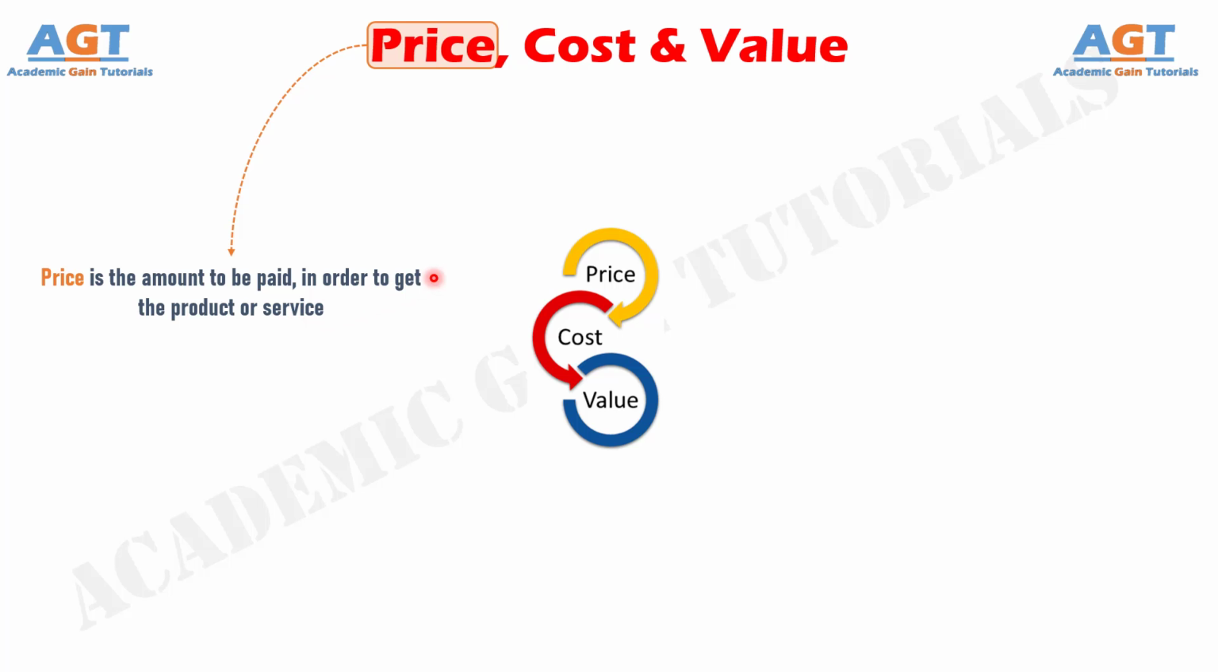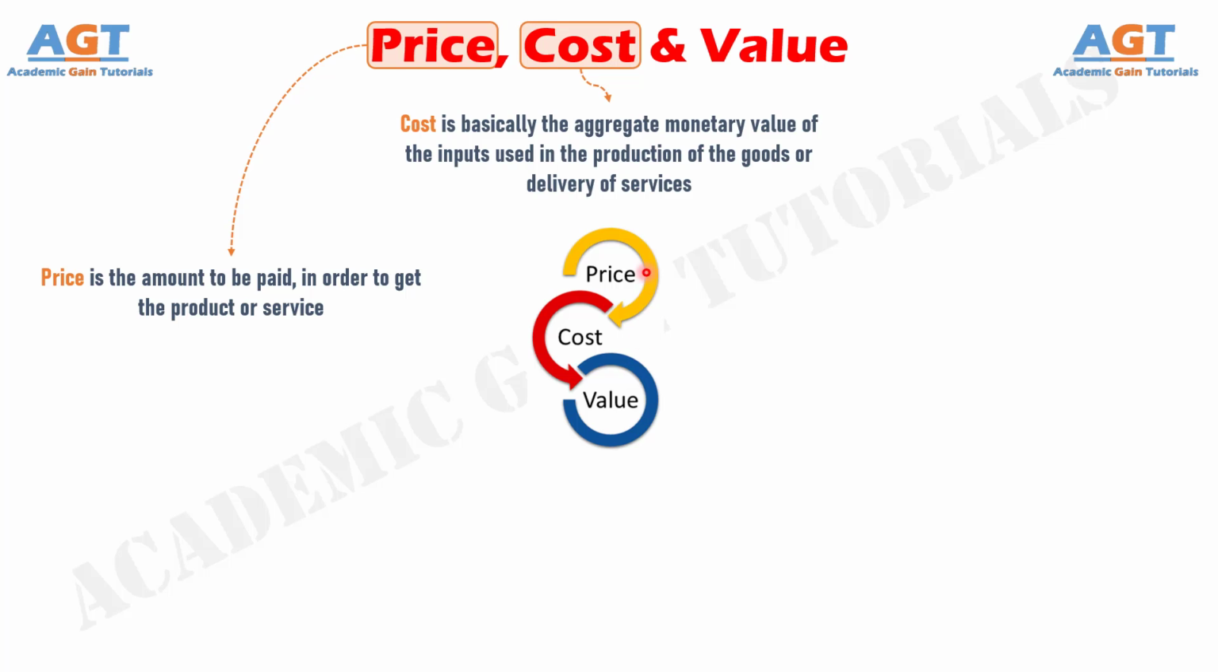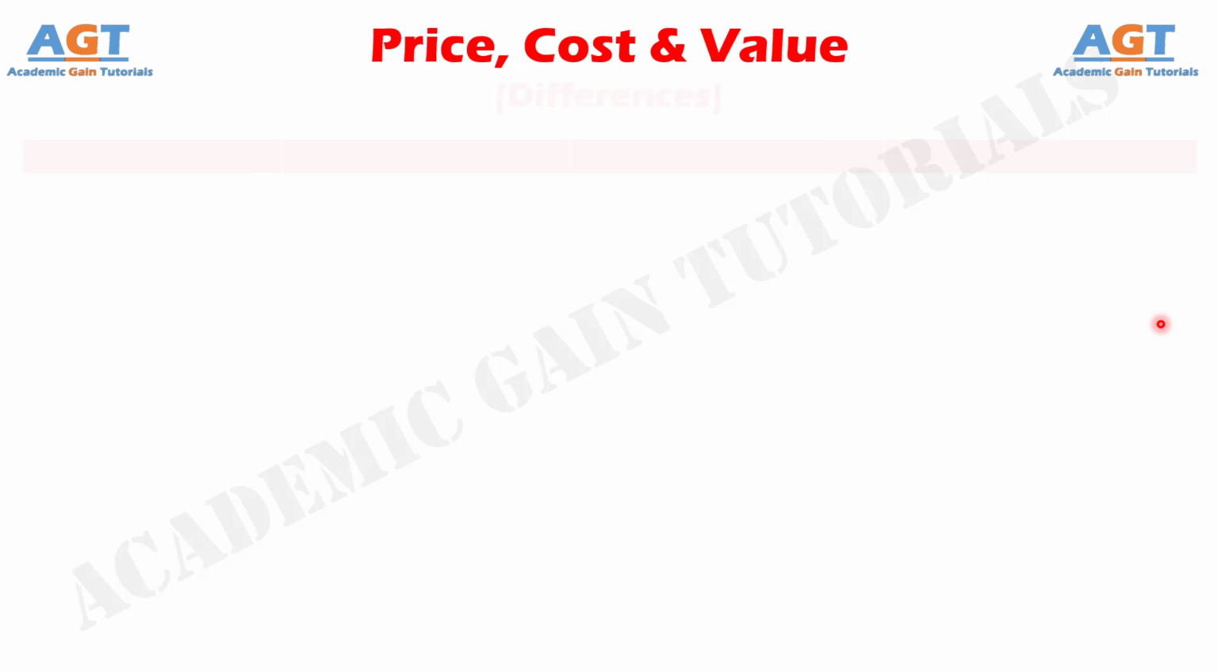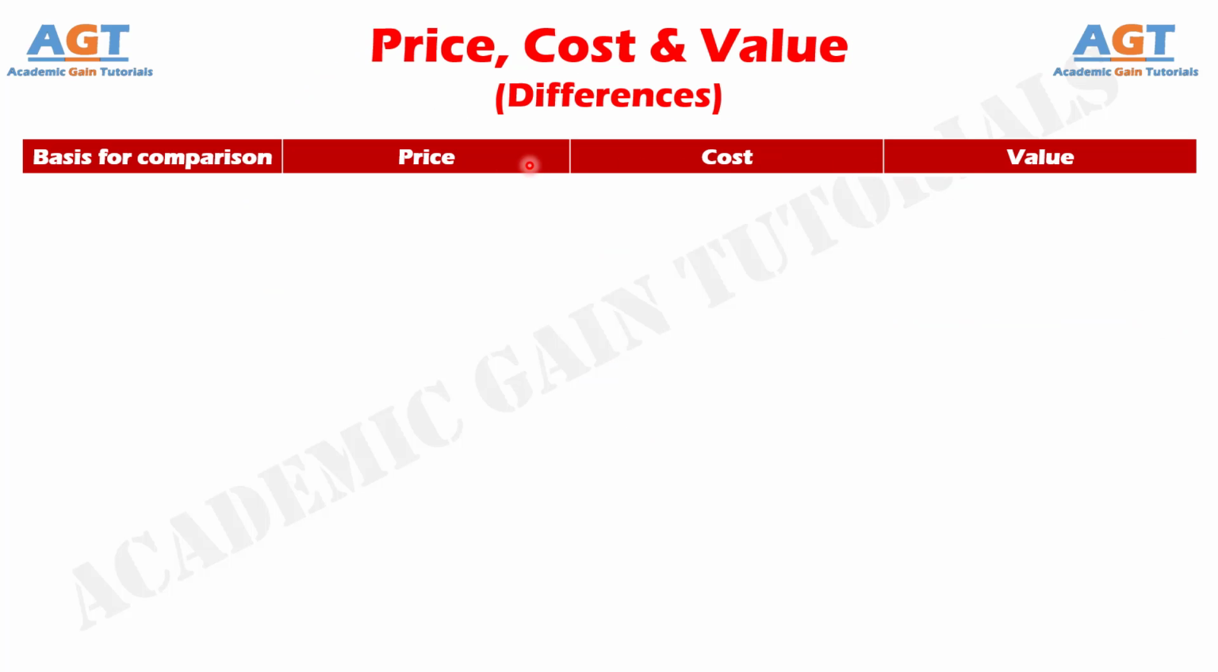There are many people who believe that price, cost and value of a product or service are one and the same thing, but there is nothing like that. Cost is basically the aggregate monetary value of the inputs used in the production of the goods or delivery of services. Conversely, value of a product or service is the utility or worth of the product or service for an individual. So, let's look into the basic differences between price, cost and value in a tabular form.